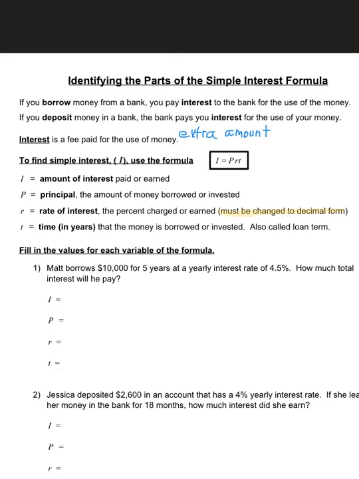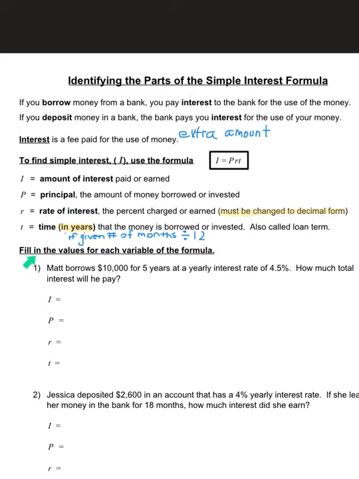That's really important. Next, we have the T, which is your time in years. It has to be in years that the money is borrowed or invested. It's also called loan term. Now, it has to be in years, so if there's problems that give it to you in months, what you're going to need to do is divide by 12 because there's 12 months in 1 year. Now make sure you're jotting down some of these notes for yourself so when you're doing the assignment, you have that to refer to. Now, right here, if you're given the number of months, you're going to divide by 12.